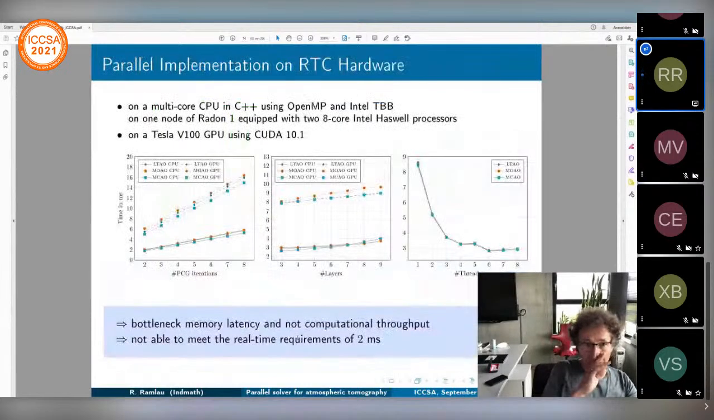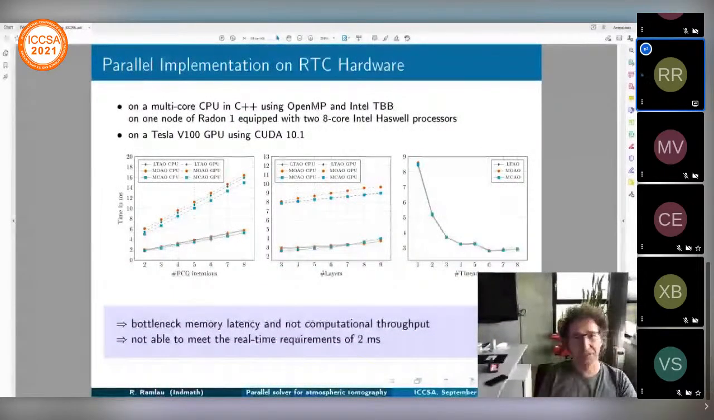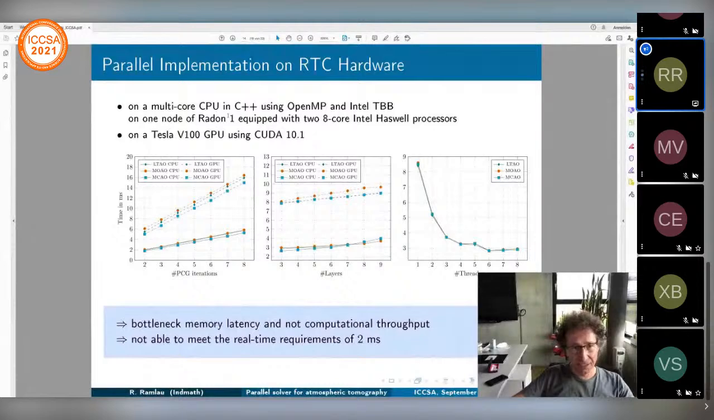Okay, now the parallel implementation on RTC hardware. It's nice to have an algorithm, but it's much better when we really have it implemented on the hardware. And Bernadette did that in order to compare. So she did it on a multi-core CPU in C++ using OpenMP for parallelization. And she implemented that on our supercomputer Radon 1. She did the computation on one node of Radon 1, and this node had 2 8-core Intel processors.